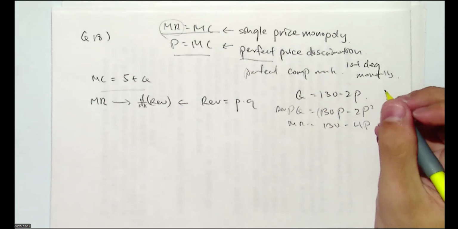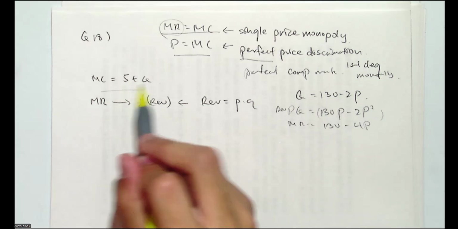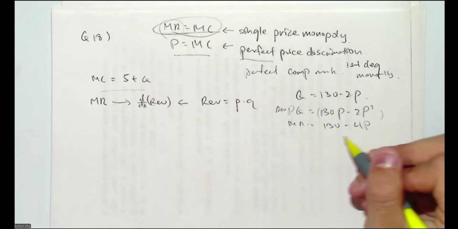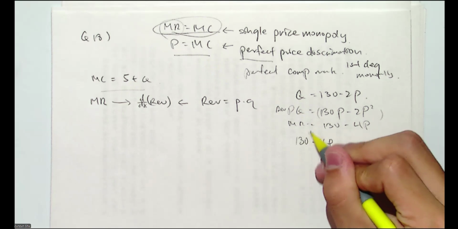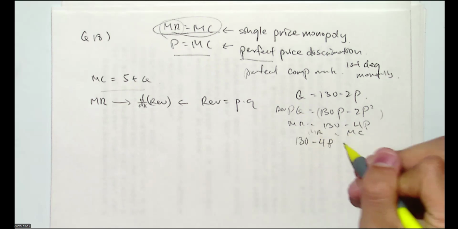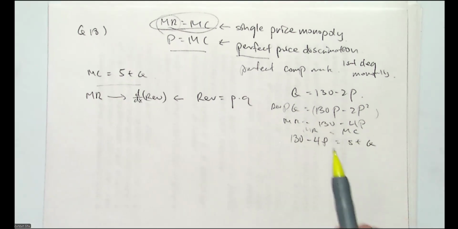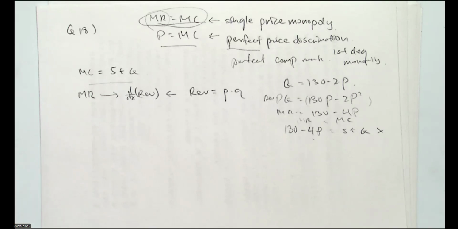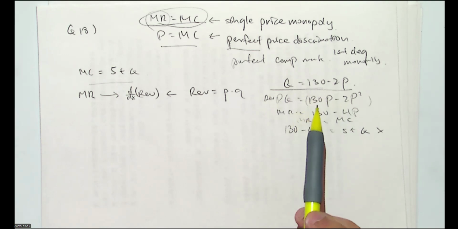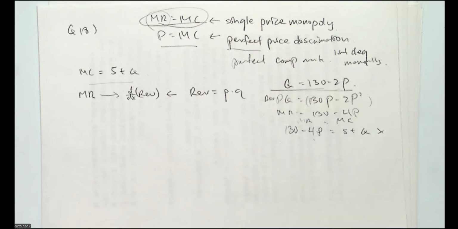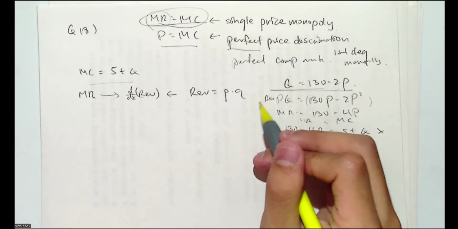Very good, except if you want to combine MR equals MC, or 130 minus 4P equals 5 plus Q, you'll get a what-the-heck answer. Because what is the relation between P and Q? We don't know. So, okay, back to the basics. I know I stressed this during the first question, but when you do this, you can't use Q equal to something P. You've got to use P equal to something Q. So that's exactly what we're going to do.